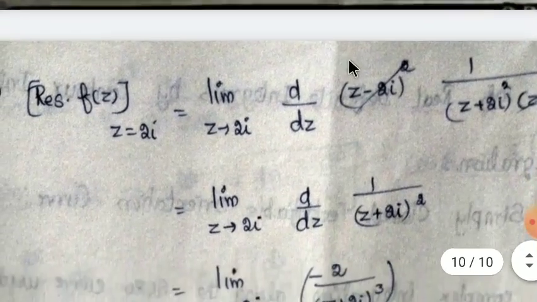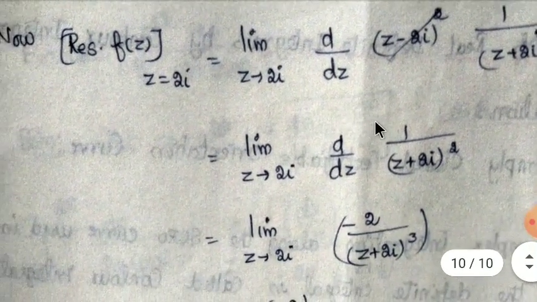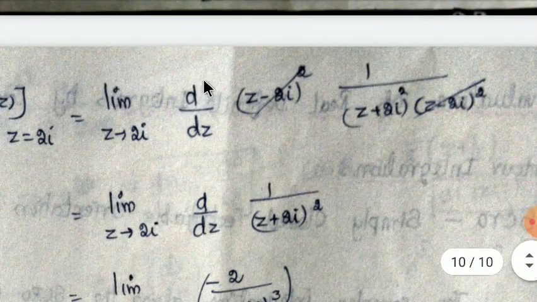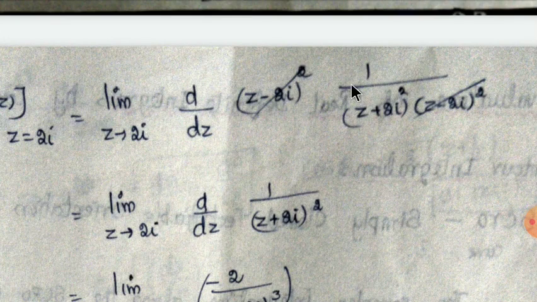For the inside pole, let us see how to find the residue value. Limit z tends to 2i, of order 2, so one time differentiation, of (z minus 2i) whole squared into f of z. F of z, I can rewrite as 1 by (z plus 2i) whole squared into (z minus 2i) whole squared. So the corresponding pole term gets cancelled. The remaining is 1 by (z plus 2i) whole squared. Differentiate this one time with respect to z.